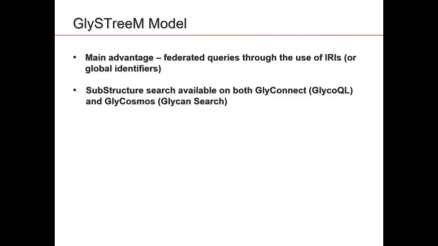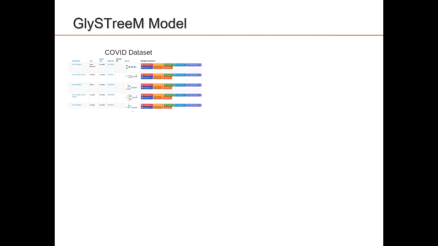So there are two main advantages. One, we have the substructure search available in both places. And the second one is the use of federated queries. We can do federated queries through the use of these IRIs, or these identifiers that we use in our resources. So just a quick example of how this was applied.